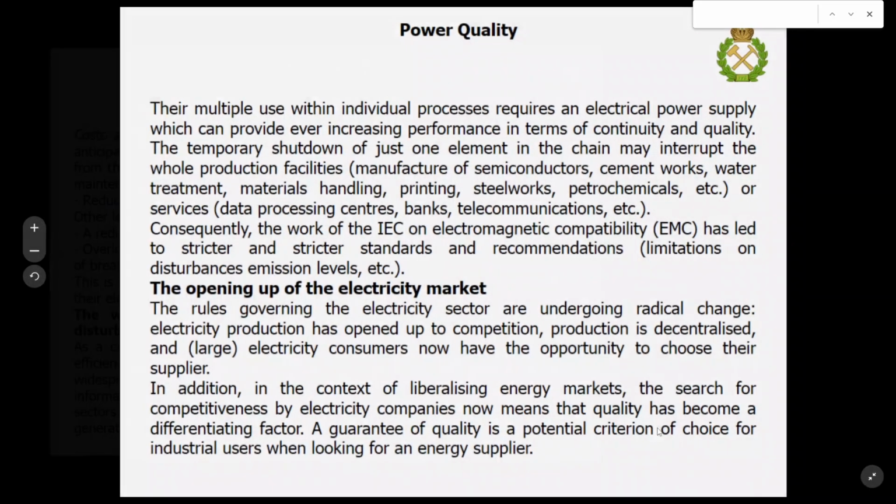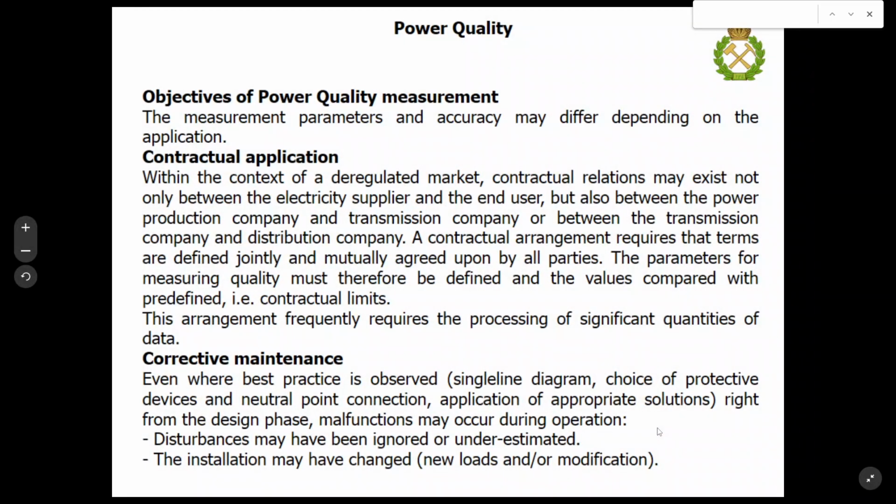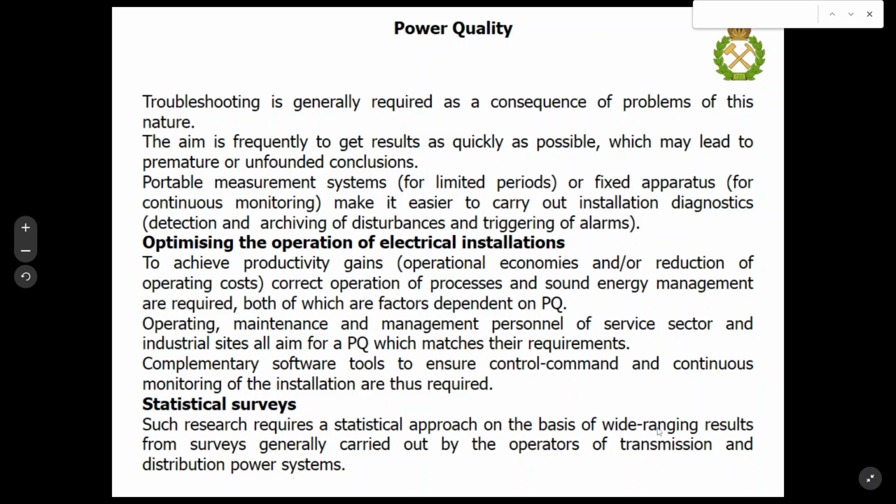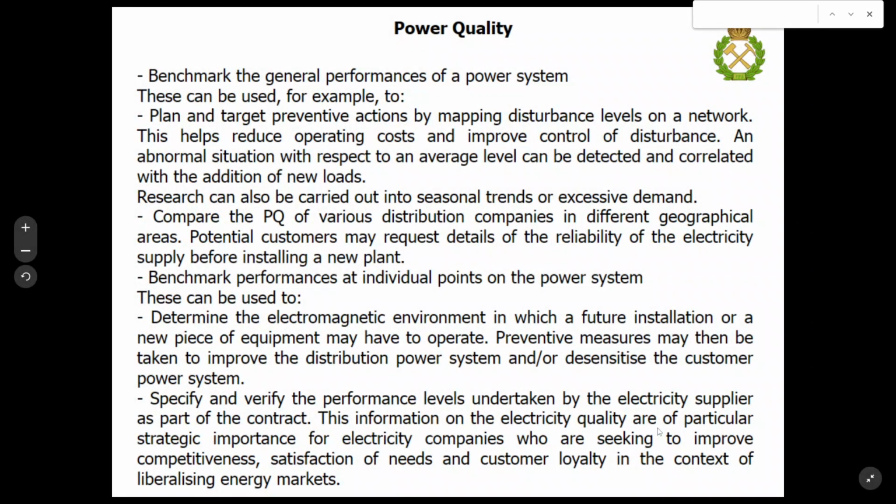And also here you may see some objectives of power quality measurements, for example, contractual application, corrective maintenance, optimizing the operation of electrical installations, statistical surveys, and all these tasks are connected with the overall power quality problem.